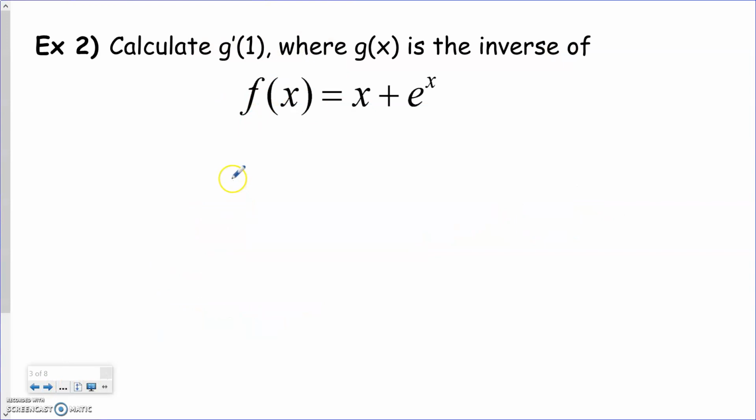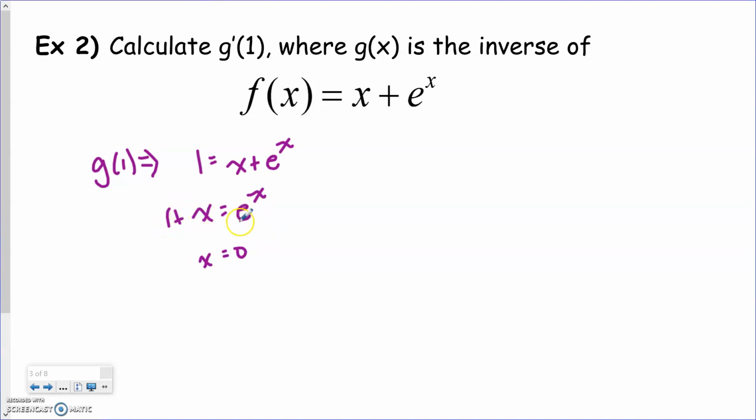Now let's go ahead and use the rule. We can find g of 1 by doing this. Okay, so hang on. Let me rephrase that. 1 plus x is going to be equal to e to the x when x equals 0. So 1 plus 0 is 1. E to the 0 is also 1. So hopefully that makes sense there. So that happens when x equals 0.